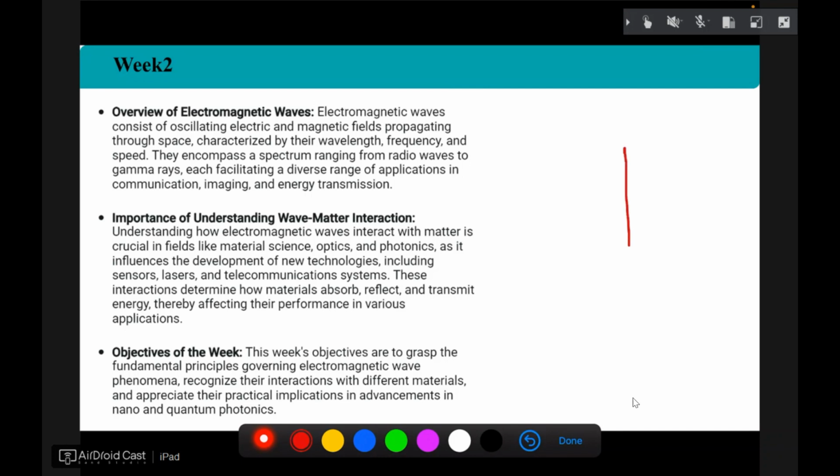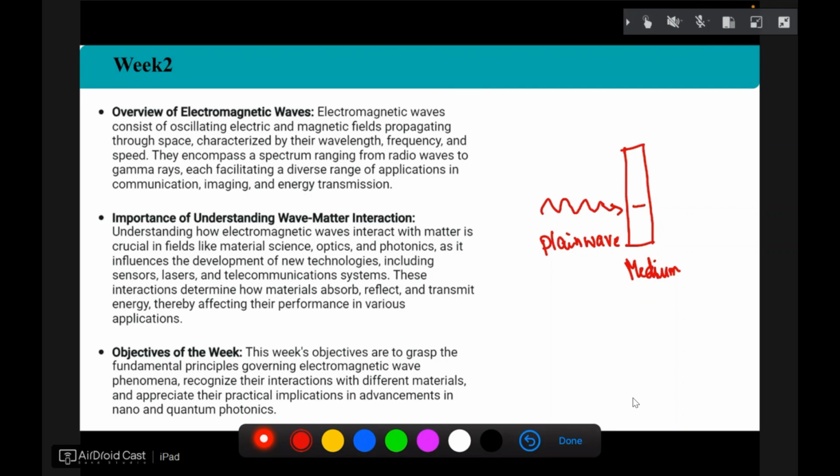So if we have some medium, and suppose this is a plane wave, and the plane wave passes through this medium, how will light interact with matter? This week we will understand how electromagnetic waves interact with matter and how it is crucial in fields like material science, optics, and photonics, since it influences the development of new technologies like lasers, sensors, and telecom systems.